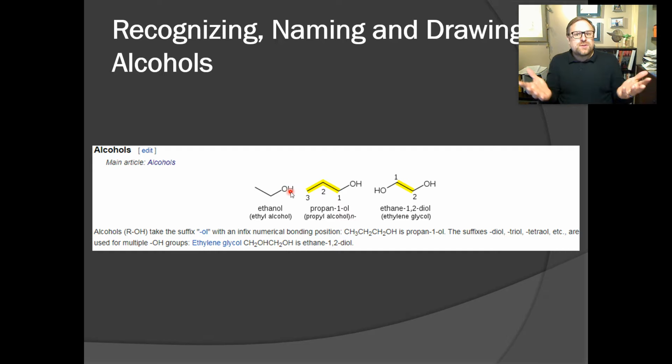There is only one spot that OH can go. It can go on carbon 1. Okay, if we put it on carbon 2, basically all you've done is flip the compound around 180 degrees. So it's still the same compound.